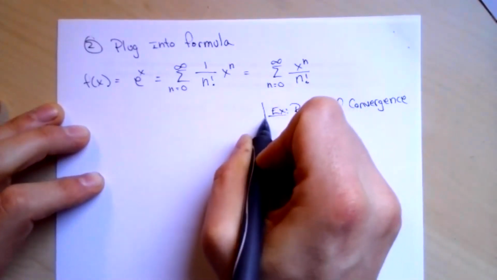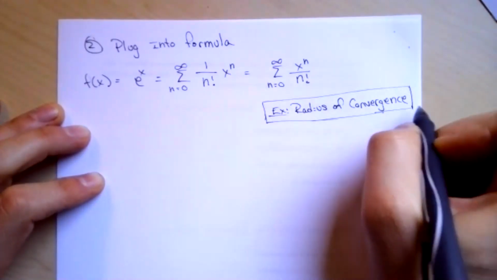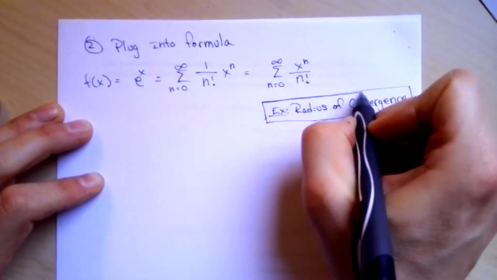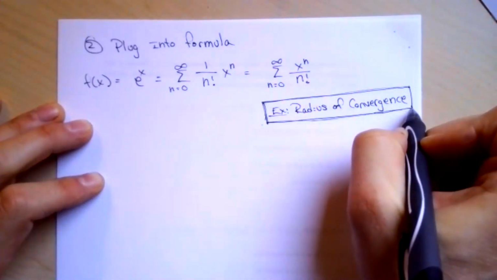I'll leave the radius of convergence as an exercise. Maybe we'll get to it at the end. I want to get through more examples of this. And then if we have time at the end of class today, we can fill in any of the gaps if you guys want to see it, or we can do those in office hours.